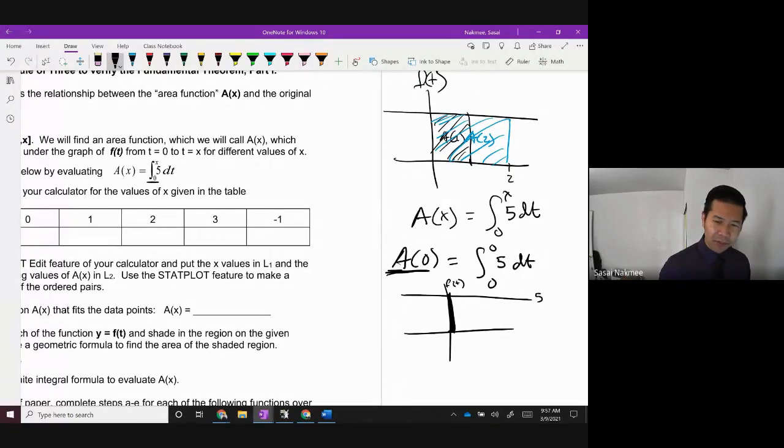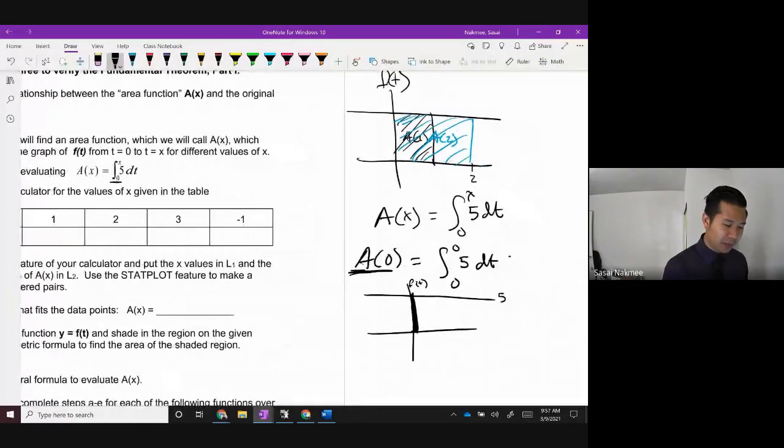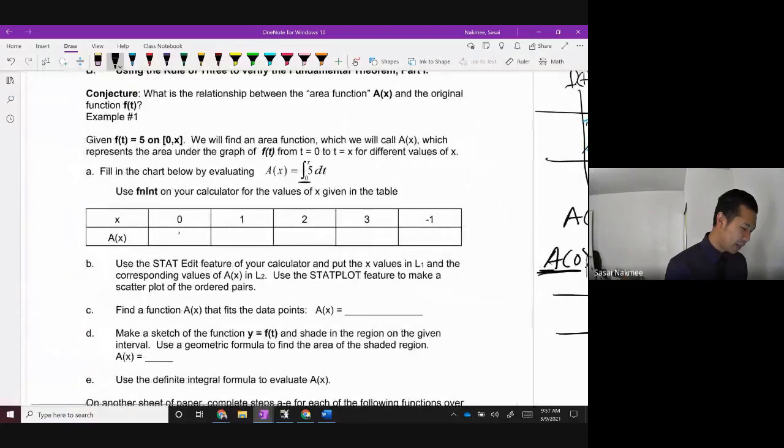It has a height of 5, but it has a width of 0. So what do you think that area is going to come out to be? If it has a height of 5, but the width of that rectangle is 0, it gives you an area of 0. That's right. We're going to plug that in right here.